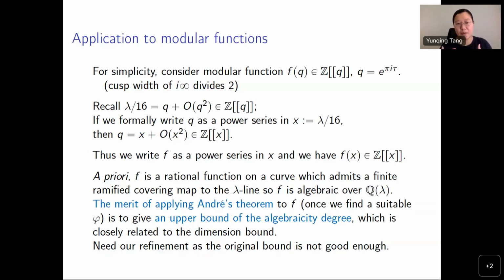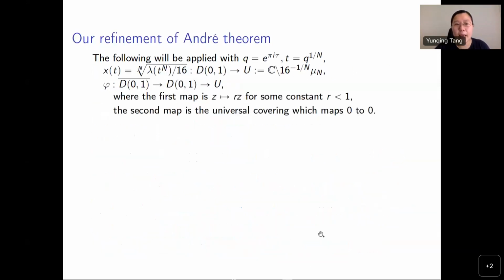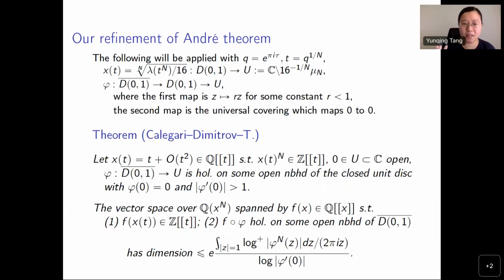When we're talking about algebraic degree, it's essentially the dimension of the vector space spanned by 1, f, f squared, and powers of f. These are all meromorphic functions with the same properties as before. So that's why the algebraic degree, in the proof, will help us get the dimension bound. And this is what we have. Let me first present the bound and explain things.